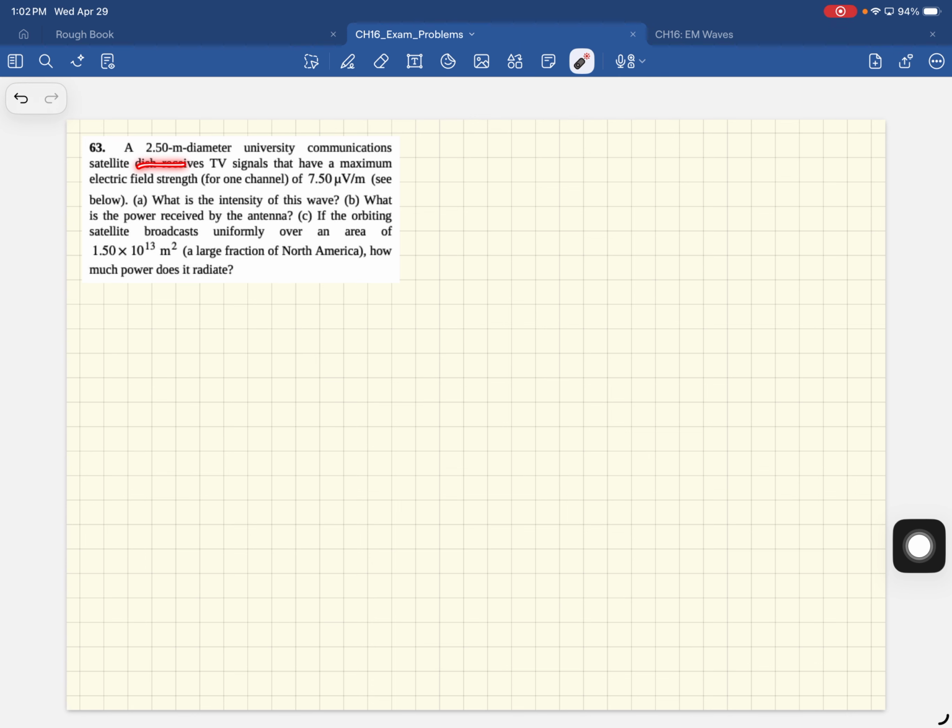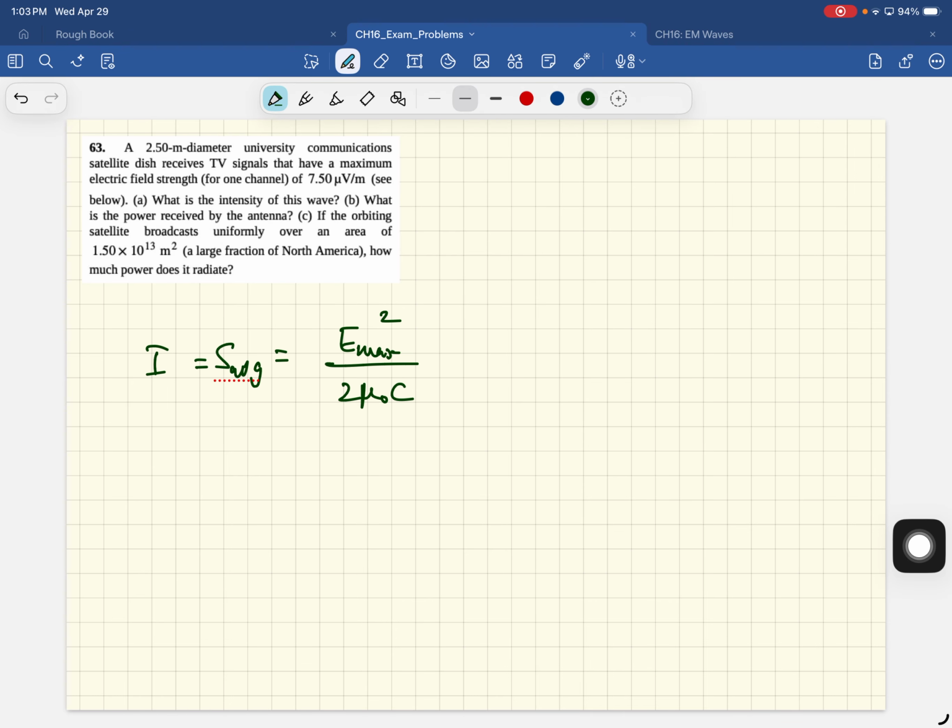So this problem says a 2.5 meter diameter university communication satellite dish receives TV signals that have a maximum electric field strength of, so there's a dish outside this building that receives a signal. The electric field strength is 7.5 microvolt per meter. What is the intensity of this wave? So the intensity of this wave is S average, and you saw that it's E max squared over 2 mu naught C.